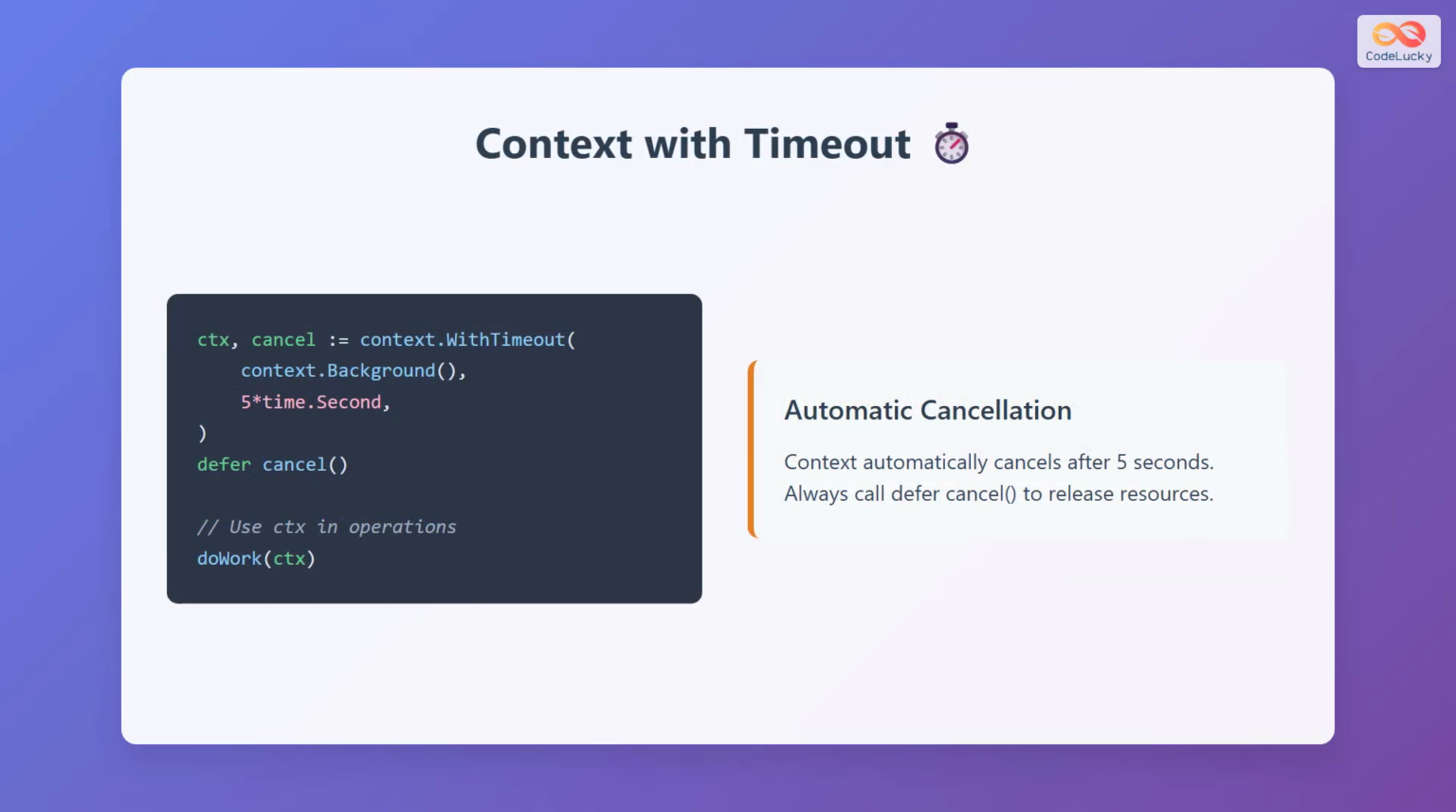Now, let's create a context with a timeout. We use context.WithTimeout, passing in a parent context, such as context.Background, and a duration. Here, we're setting a timeout of 5 seconds. It is very important to always call defer cancel to release resources. This ensures that the context is canceled and resources are freed, even if the function completes before the timeout. You can then use this context in your operations. The context automatically cancels after 5 seconds.